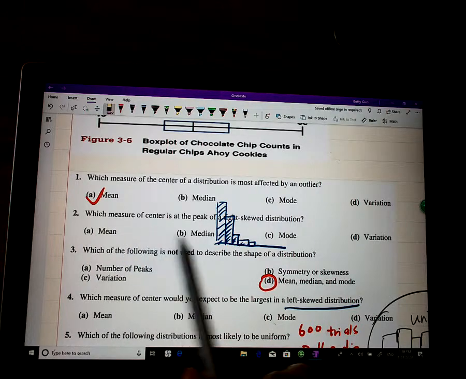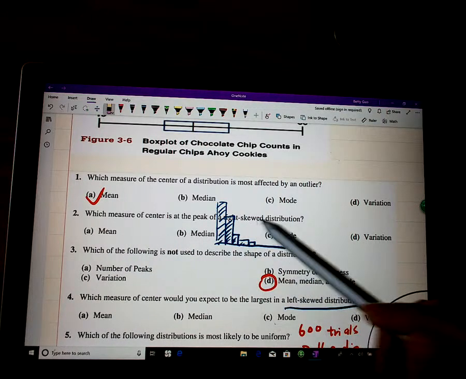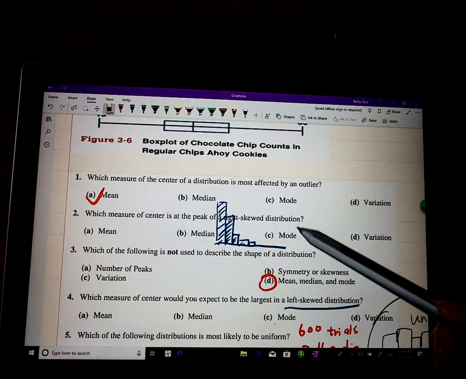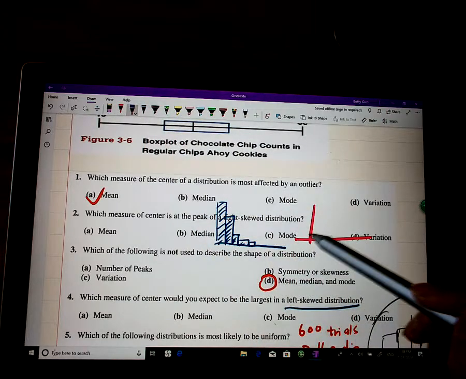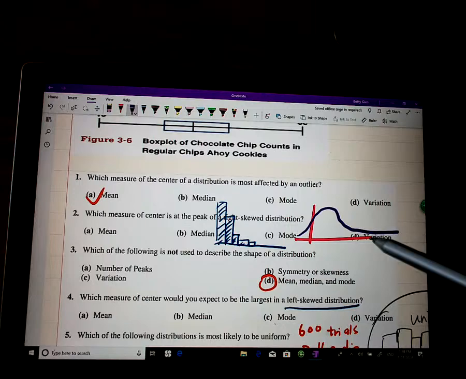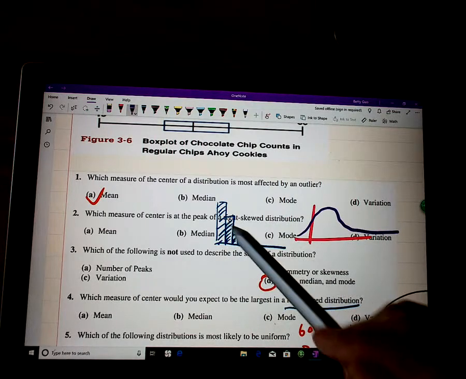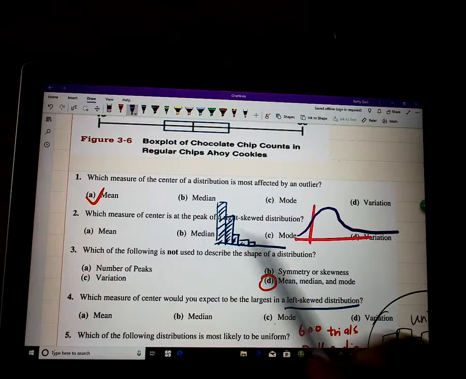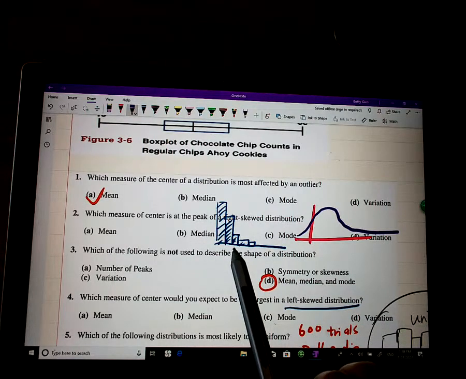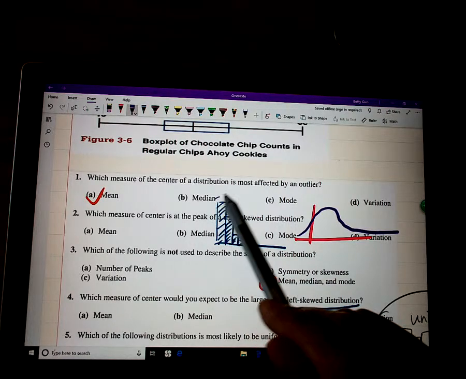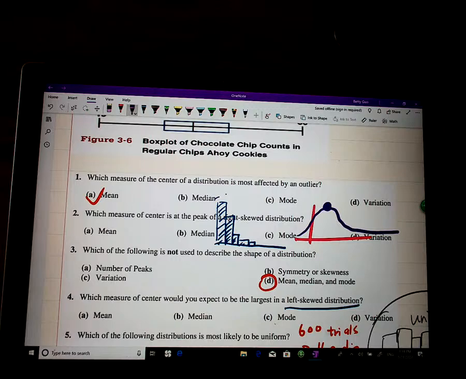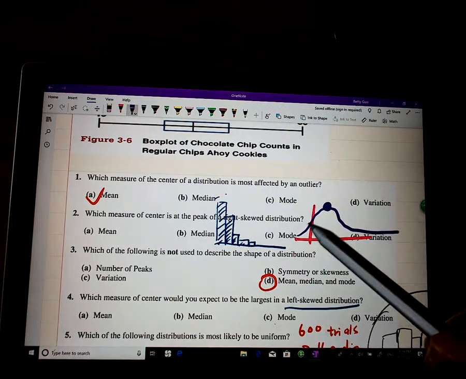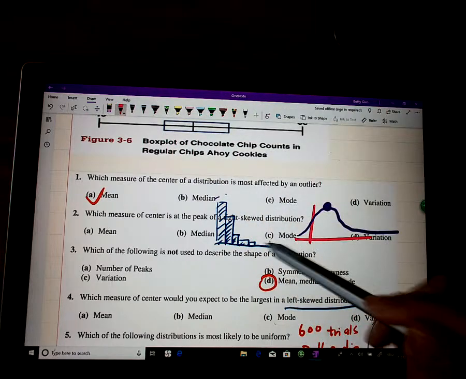Number 2, which measure of center is at the peak of a right-skewed distribution? Right-skewed, we talked about that. It looks like this. It has a very long right tail. If we draw a histogram like that, we would have something like this. And where is the center? Which measure of the center is at the peak of the right-skewed distribution? The answer is mode.